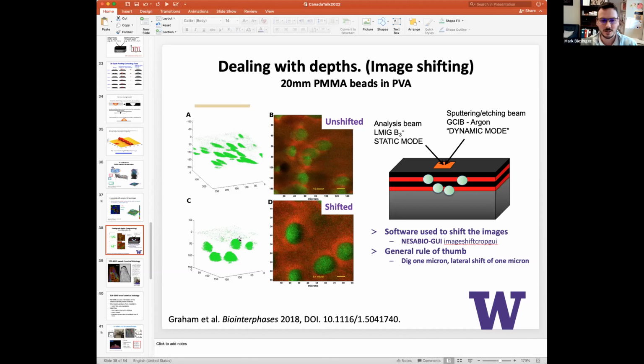Hi, Laura. That was really good. I just had a question about the GUIs that you've written, the image shift and the Z corrector. Is that something that works with the IonTOF software, or is that something that you use in, say, MATLAB or something like that afterwards?